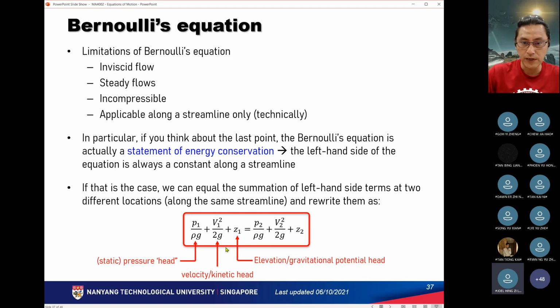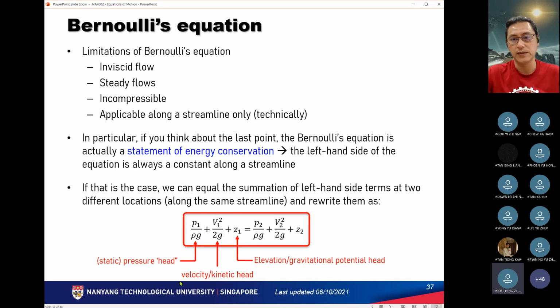I'm not too sure whether I've gone through this before, but now I'm going through it again. This first term has the static pressure as the numerator. This whole term is known as the static pressure head, or just pressure head. The second term, which involves the square of the velocity, is known as the velocity head, or kinetic head, or kinematic head, depending on which text you speak to. This term that involves the height, or the z term, is known as the elevation head or gravitational potential head.